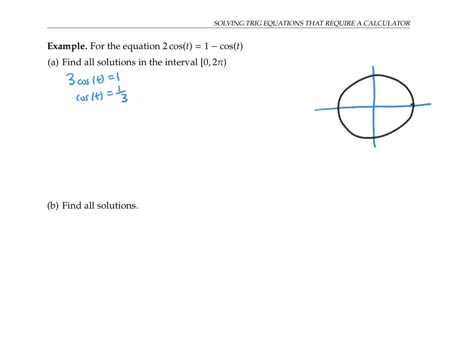Cosine represents the x value of a point on the unit circle. So I'm looking for a point on the unit circle whose x-coordinate is approximately 1/3. So maybe right here and the symmetric angle right here. Those are angles in the first and fourth quadrants.